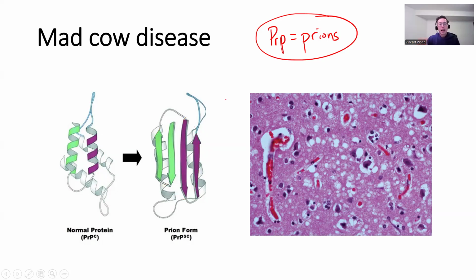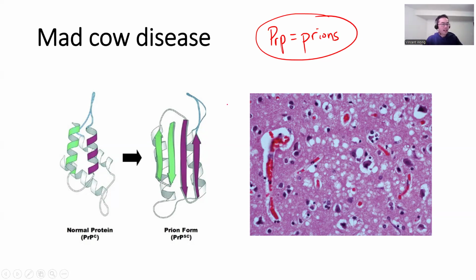Okay? And here's the thing. The misfolded protein, the one with the beta sheets, it's like a bad influence, right? Once you have these misfolded proteins, it will go and find other normal proteins and will cause them to misfold. Right?